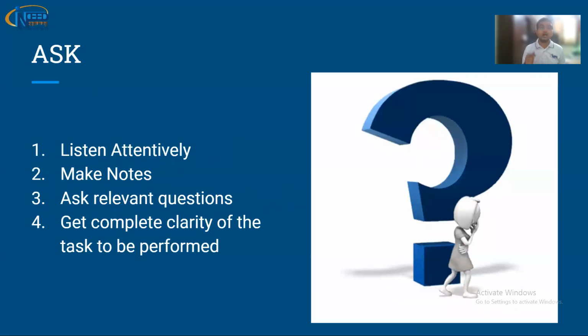So the first thing is ask. In the ask part, you need to listen first. You need to listen carefully. The first step. Second step, make notes. Keep on making notes. Third step, ask relevant questions, and then get complete clarity of the task to be performed. So this is the first step you should do. That means first you listen, then you ask, and then ensure that you are completely clear on the task.